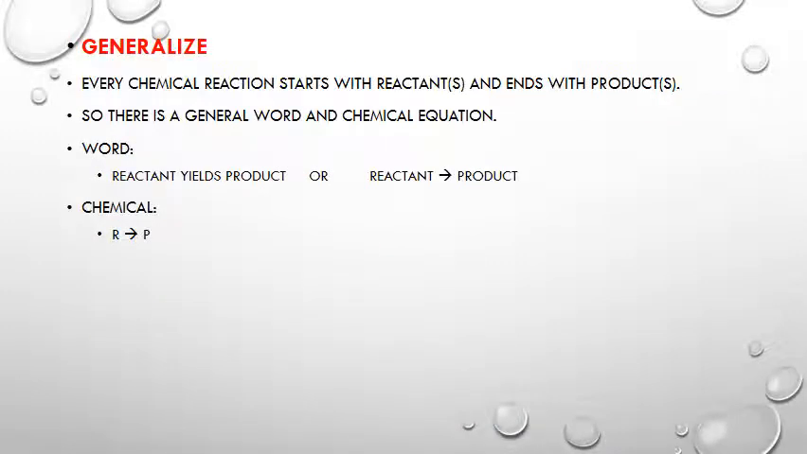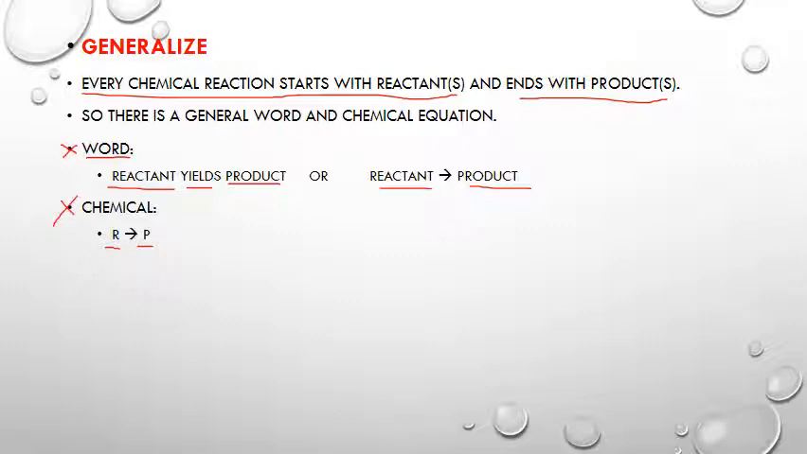Okay, so to generalize, every chemical reaction starts with reactants. That's our beginning stuff. It ends with products. So there's a general word equation and chemical equation. From this, we'd say the reactant yields product, or you could just say reactant arrow product. And the chemical equation would be R with all its symbols going to P. We're going to be using both of these. We'll have a word equation for a chemical reaction, and then we'll have a chemical equation.